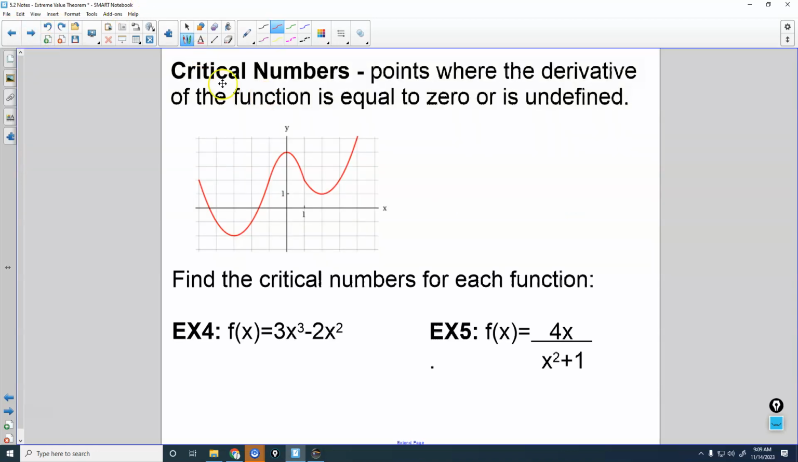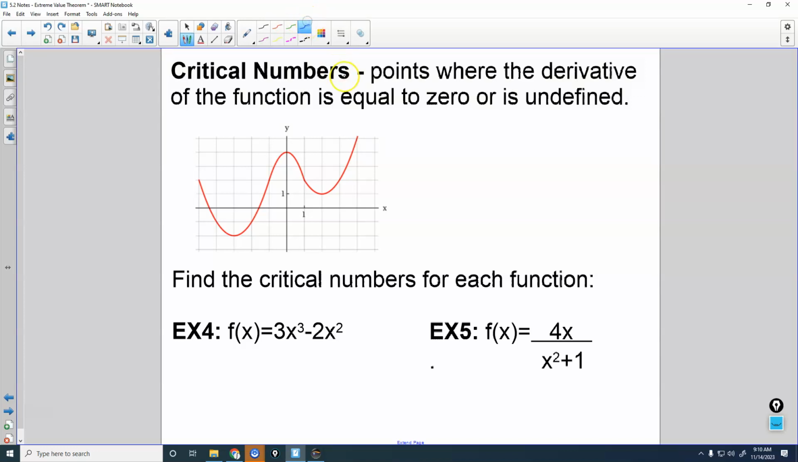All right, so critical numbers. Critical numbers are points where the derivative of the function is equal to 0 or undefined. So, for example, if I look at this graph, anywhere that my derivative is equal to 0 or is undefined is going to be a place where I have what we call critical numbers.